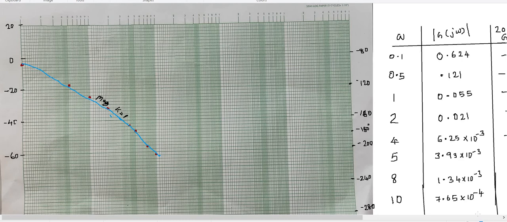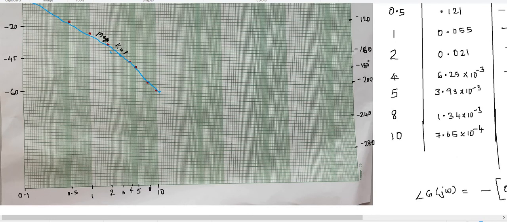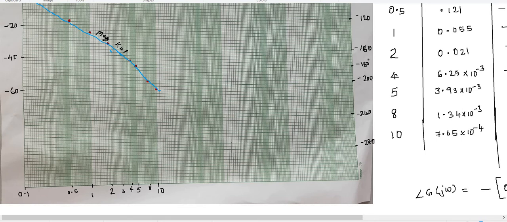The next step is to draw the phase angle plot for different values of angles in degrees. The phase angle will not vary with respect to the value of gain K. The phase angle plot will be constant for all values of gain K. So the next step is to plot the phase angle plot for different values of omega.